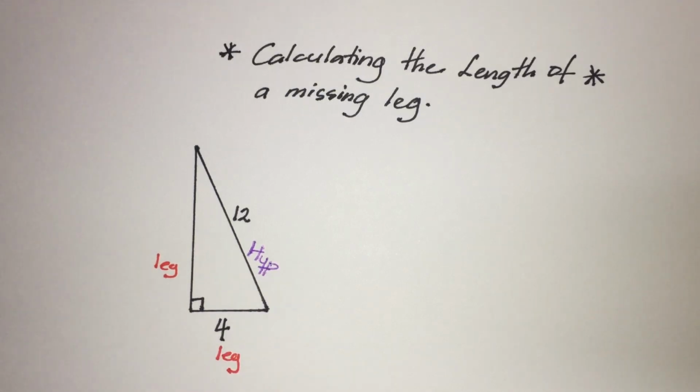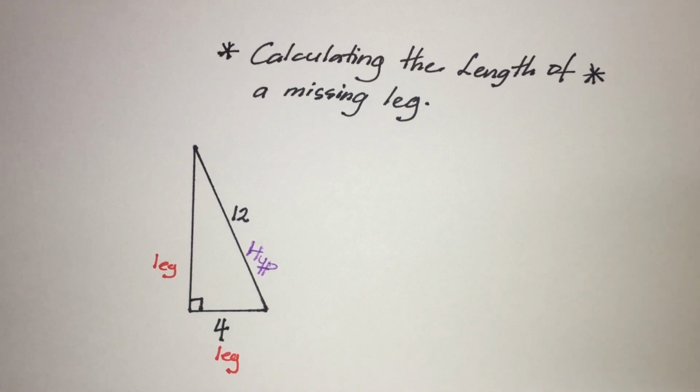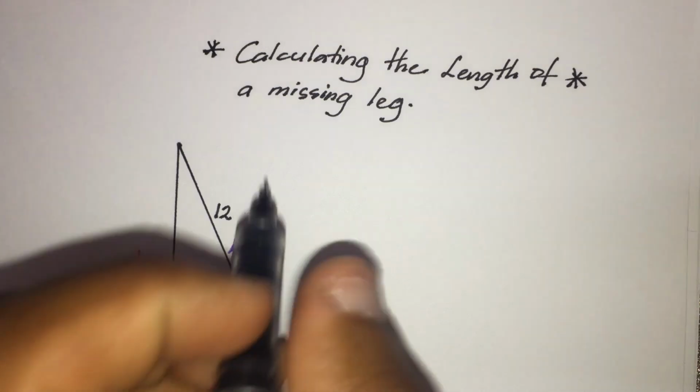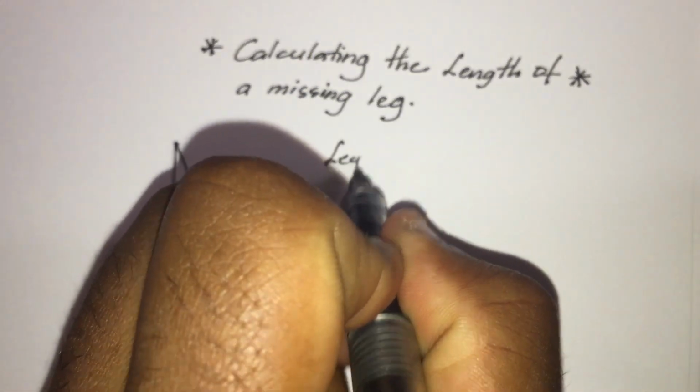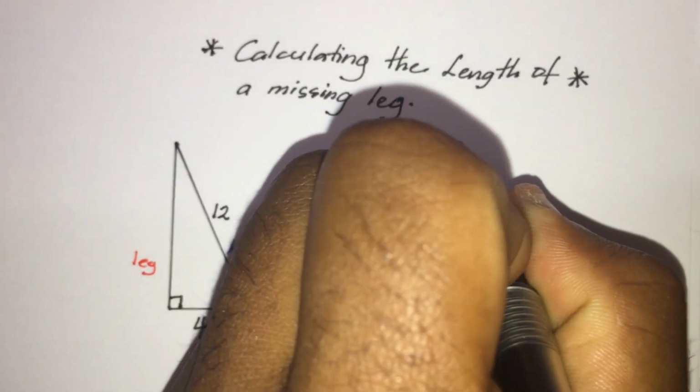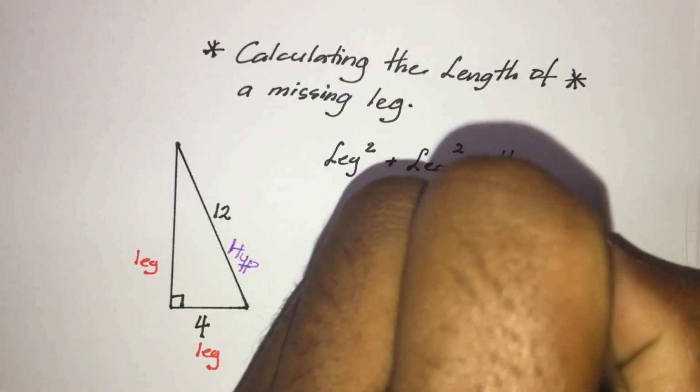Great. Now, if we're using Pythagoras theorem, we need to always start off with our formula. And that's what the Pythagoras theorem says. Leg squared plus leg squared should be equal to the hypotenuse squared.